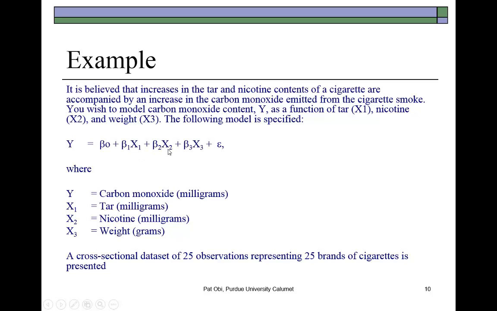Neither should you go ahead and say that B2 will tell us the impact that nicotine, x2, would have on carbon monoxide emission with x1 and x3 held constant, because as you can see, x1 and x2 play hanky-panky with each other, so you really can't isolate the impact that either x1 has on y or x2 has on y. Therefore, if you choose to keep the entire model, which may well be your goal, then you should avoid making inferences on the individual parameters with respect to the individual variables.